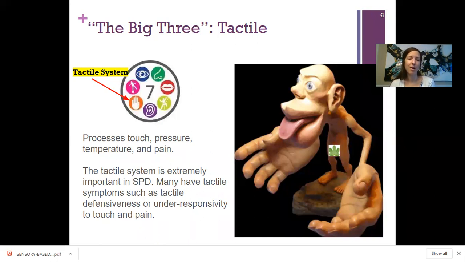So imagine if you have an aversion to a certain type of texture, touching it on your hands would be a big deal, and touching it to your mouth and your lips would be a big deal.